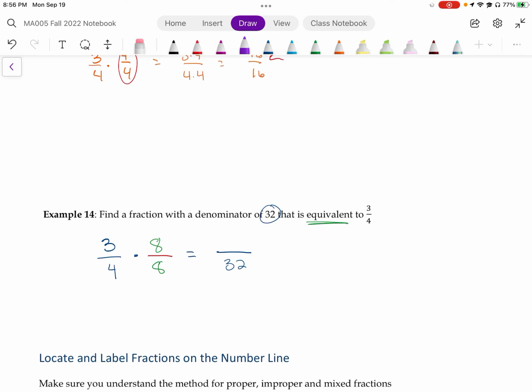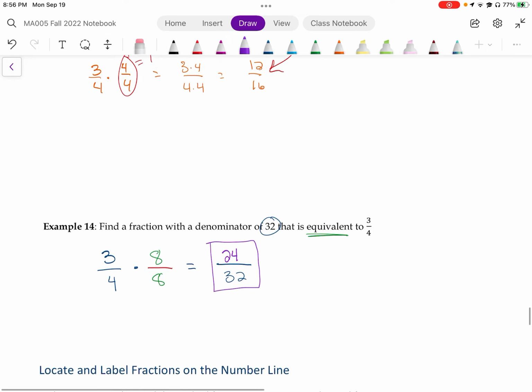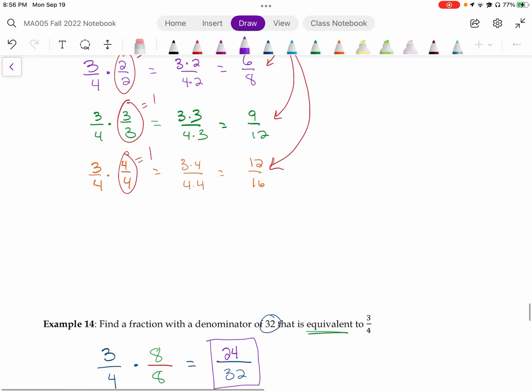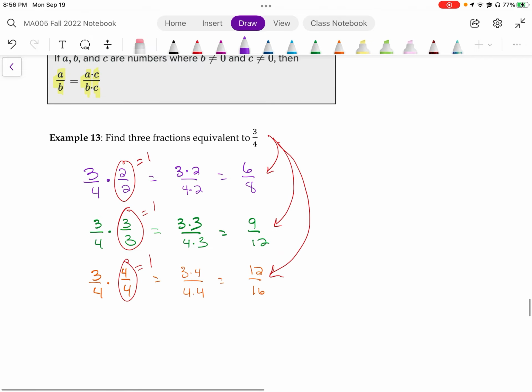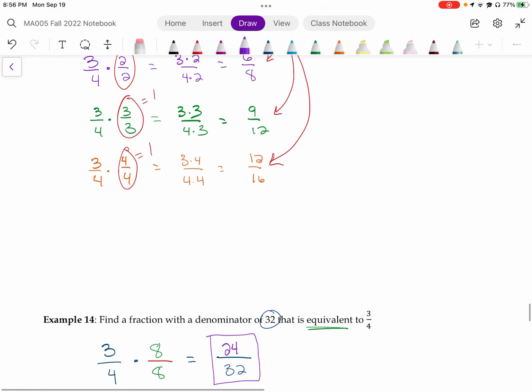So look at the top, 3 times 8. 3 times 8 equals 24. All right, so our fraction with a denominator of 32 that is equivalent to 3/4 is 24 over 32. So it is equivalent to 12 over 16, and it's equivalent to 9/12, and it's equivalent to 6/8. They're all equivalent to 3/4.